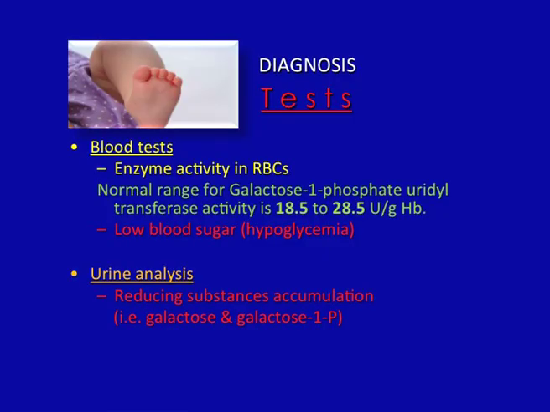And the simple test done for the diagnosis of galactosemia is a blood test and the enzyme activity of GALT in RBCs, and even the urine analysis reducing substances can be observed. And apart from this regular biochemical analysis, genetic tests can also be done by analyzing the DNA.